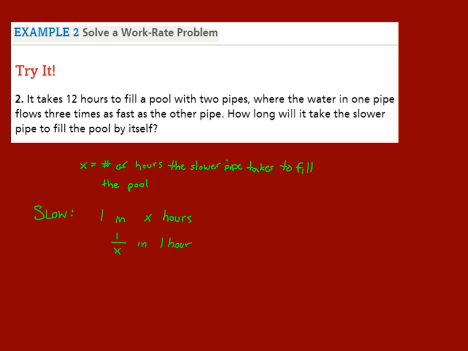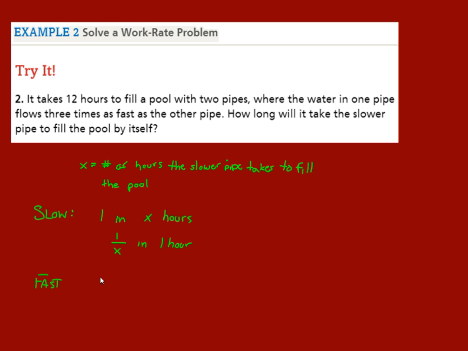Now the way that works is, imagine you can do one homework assignment in 2 hours. So in 1 hour, you could do 1/2. So if you could do one pool in 2 hours, you can fill half of it in 1 hour, because 1 hour is half of 2. It's the same kind of thing. We know the fast pipe is twice as fast. Sorry, 3 times as fast.